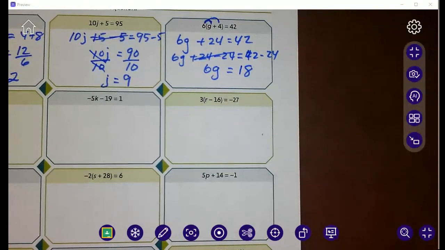What are we going to do now to both sides of the equation? We have 6 times G. How are we going to get rid of that 6?